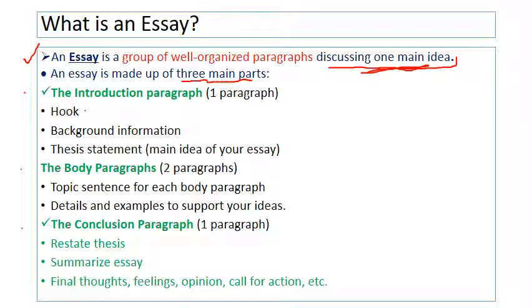Now, the background information, a good type of background information would be to define what you're talking about. If you're talking about adolescent issues, define what adolescence is. Define what adolescent issues are, but never put details in the background information. The background information is just setting the scene for your thesis. Here in the thesis, you tell me what the whole essay is going to be about.